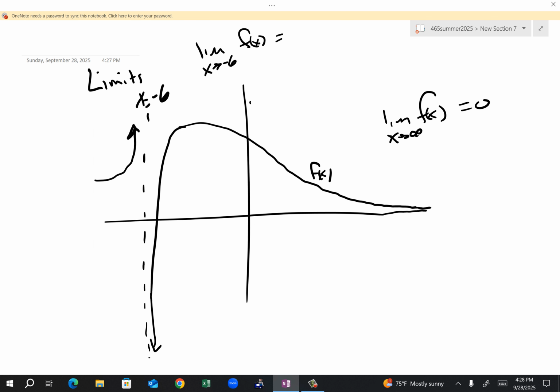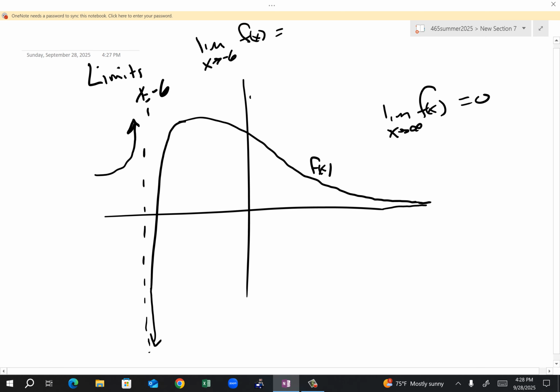So we're going to define this as we approach it from the right. We put a little plus sign there. As we approach it from the right, this is going to -infinity. And as x approaches -6 from the left, from the negative side, it approaches positive infinity. Think about the things that can happen. Functions can go to positive infinity or negative infinity, or they could go to a constant. They can go to 0, they can go to 1, whatever.